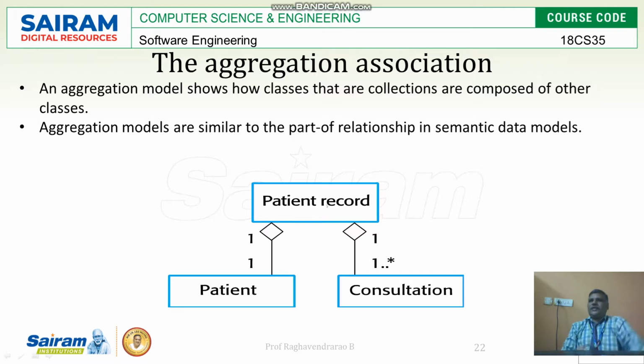The aggregation model shows how the classes that are collections, composed of other classes, meaning more than one class are going to be there, how that is clubbed with the one class, okay, and the relationship between the part of the class and the association that has been shown in this. You see here aggregation and association. Aggregation is symbolized with the numbers, and association is there like numbers.